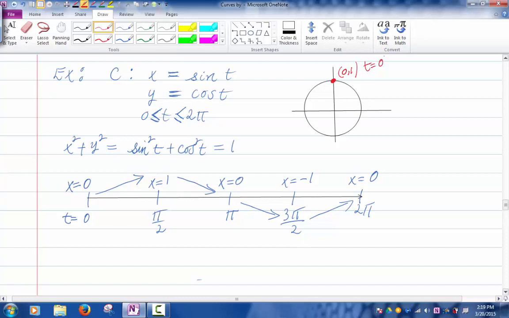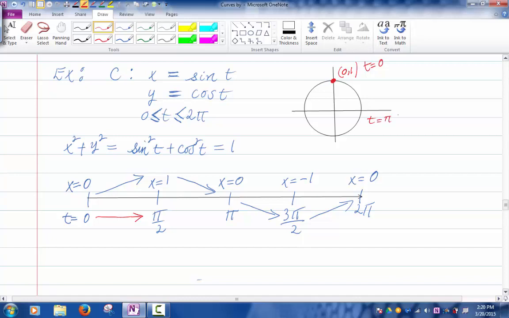Now let's see what's happening as you go from 0 to pi over 2. As t progresses from 0 to pi over 2, what is happening to x? When t is pi over 2, what's the x value? When t is pi over 2, the x value is 1. So I know that as t progresses from 0 to pi over 2, x progresses from 0 to 1, right? At pi over 2, where is the point? What's the position at pi over 2?